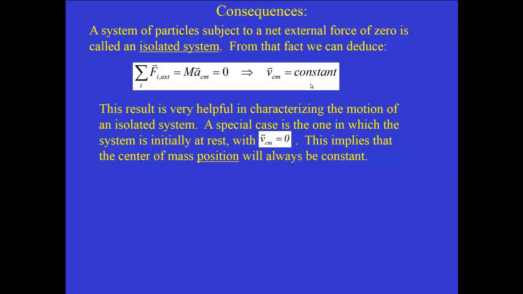And then a very special case of an isolated system is one in which the system is initially at rest, so that its center of mass velocity is equal to 0. If that's the case, if we have an isolated system whose center of mass is initially at rest, then the center of mass will always be at rest, and the center of mass position will always be constant, right? Because if the center of mass isn't moving, then its position will always be constant.